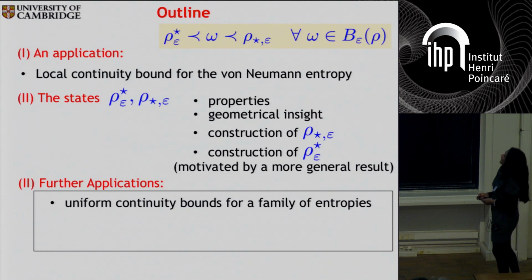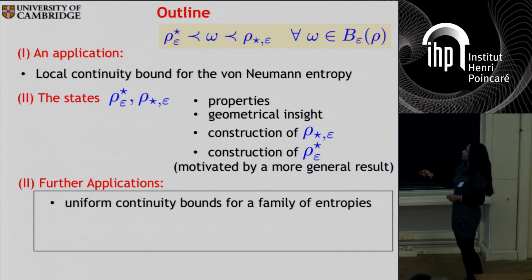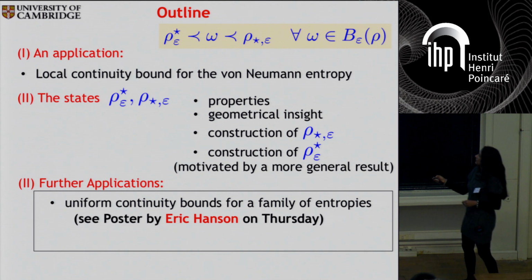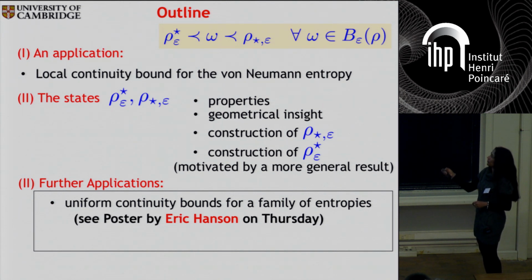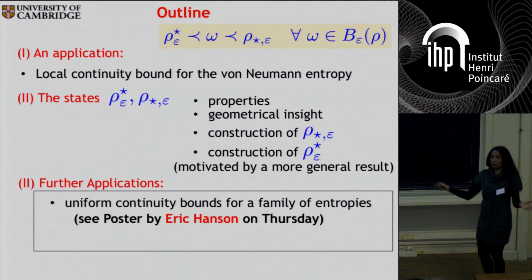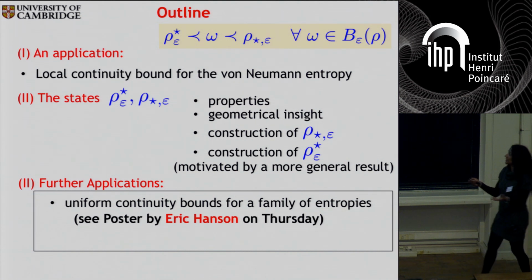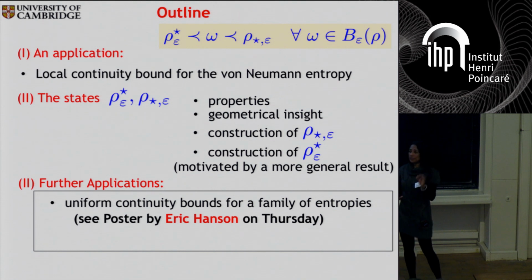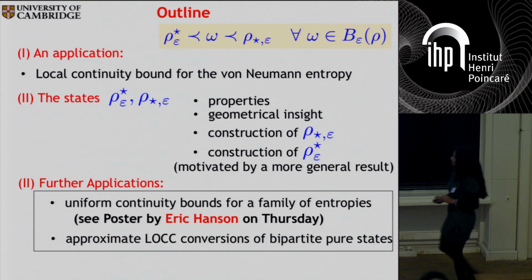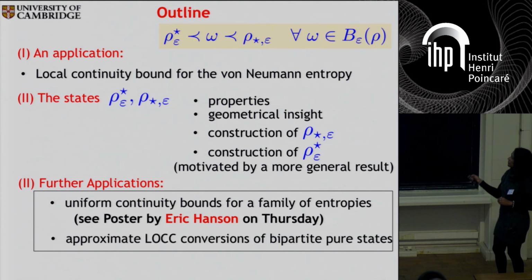Sure. Sorry about that. Okay, let's talk about some further applications. I will actually not talk about it, just mention it, because Eric Hanson will give a poster on it on Thursday, where we prove that not only do we get local continuity bounds, but you can get uniform continuity bounds for a whole family of entropies called the H-phi entropies. And what's interesting is that the key ingredient of this proof is the semigroup property of the rho star epsilon, which I stated.